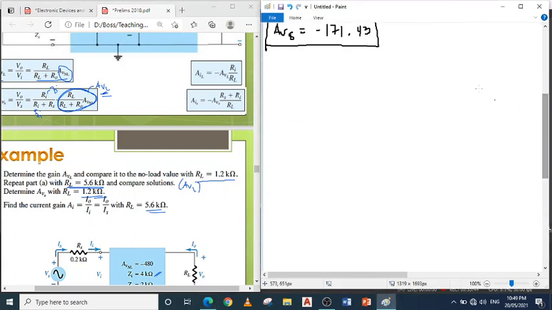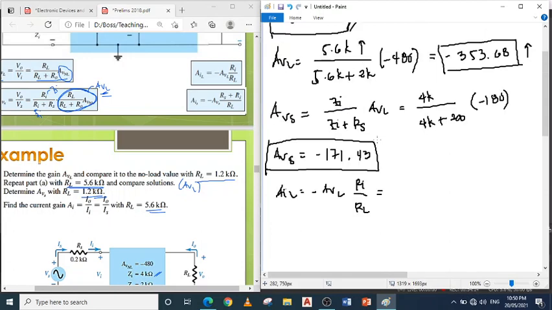ayan. AIL with load, so negative AVL, okay, times RI over RL. So anong AVL natin dito? Kapag 5.6 yung RL, kapag 5.6 ang RL natin is negative 353.68.